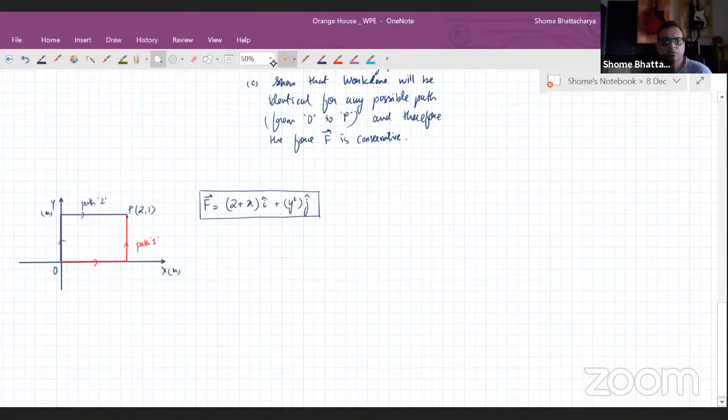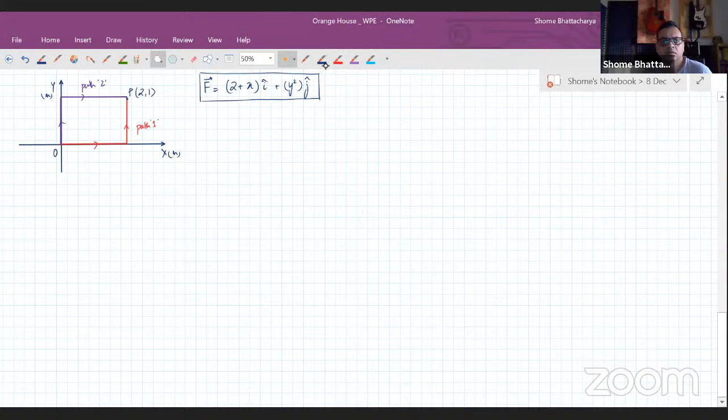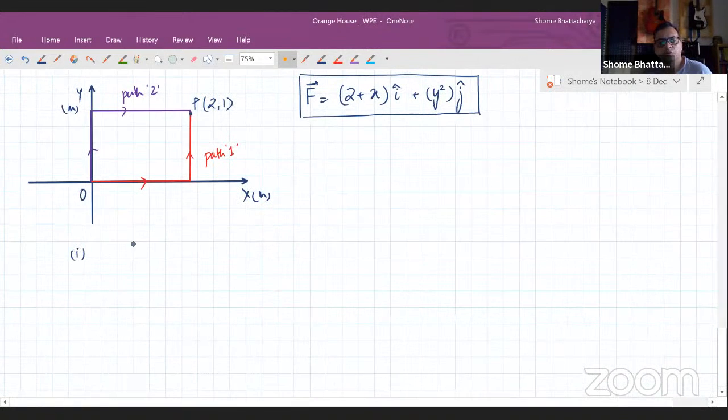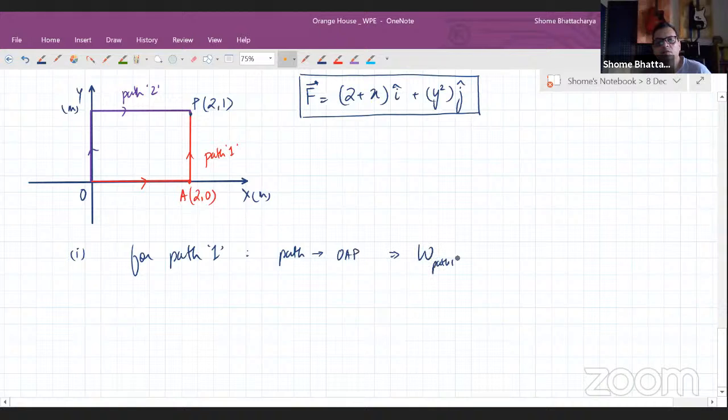So, let's understand the application for the first path. So, for path 1, let's name this point over here as the point A. This point will have coordinates 2 comma 0, as you can see. So the path is OAP. So the work done in path 1 is the work done from O to A plus the work done from A to P.